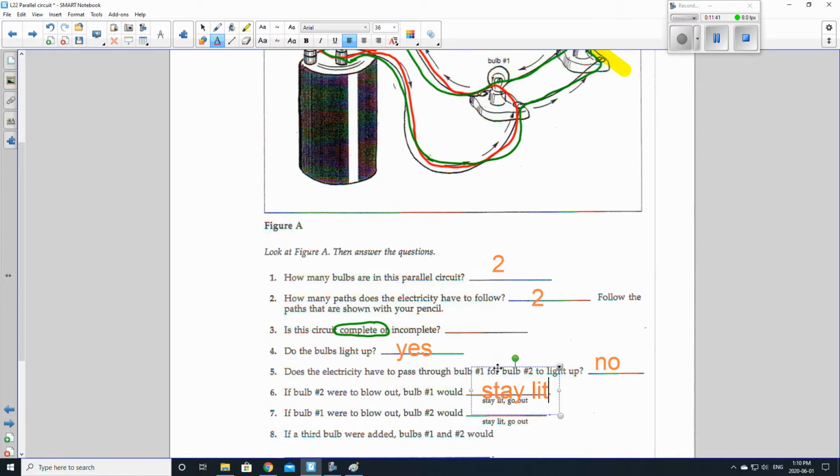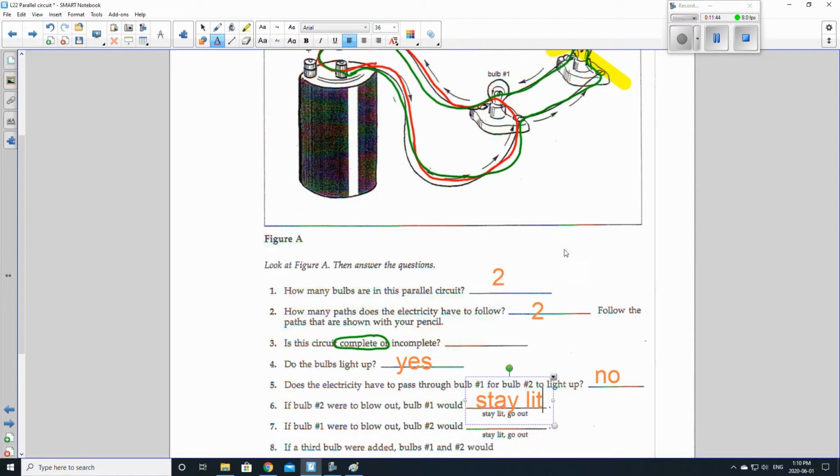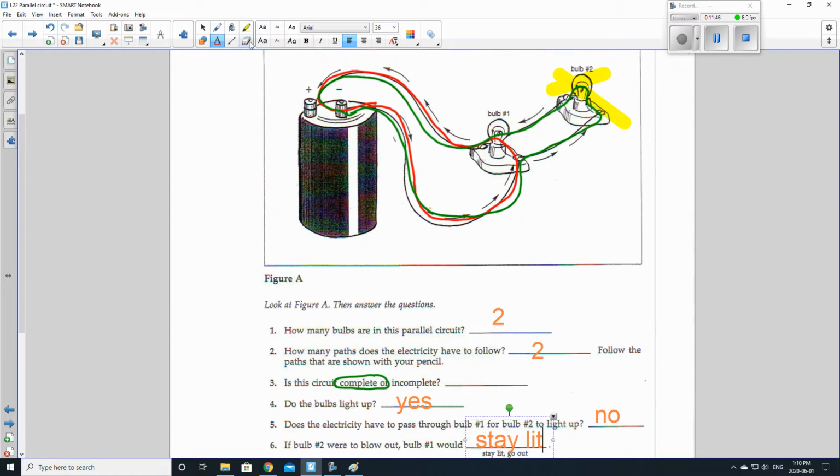Now if bulb number 1 were to go out, let's take a look. So instead, let's just see what would happen if bulb number 1 were to go out. So this one is going to blow out right here. But let's take a look. There's still a path for the electrons to go. It doesn't matter that bulb number 1 was first in line.